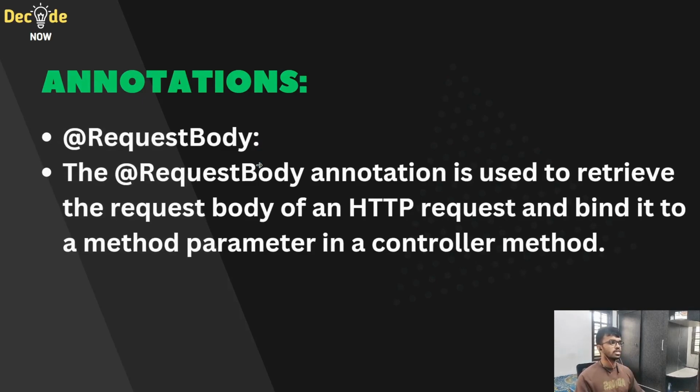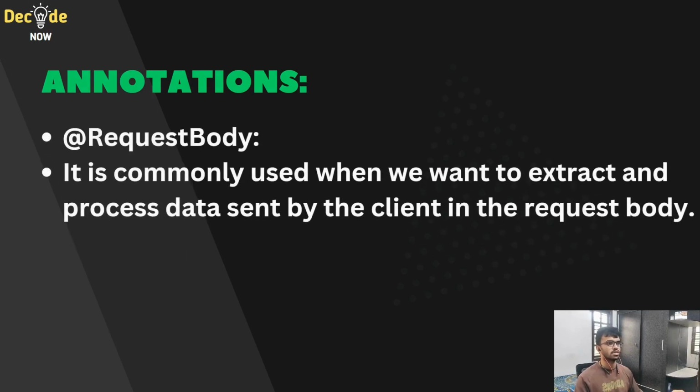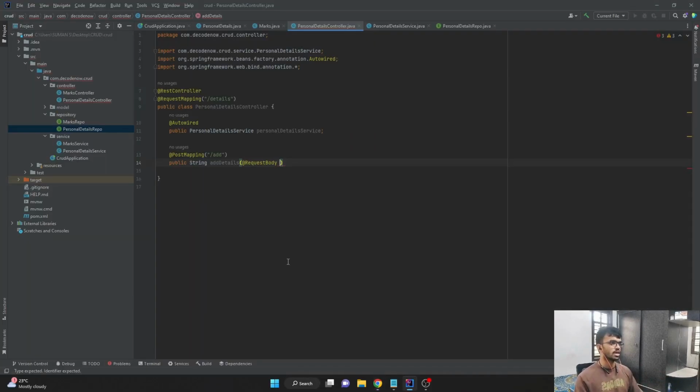So the @RequestBody annotation is used to retrieve the request body of an HTTP request. Whenever a user wants to send some data to be added or submitted in our database, this @RequestBody annotation is used in the controller method. It is commonly used when we want to extract and process data sent by the client in the request body. So the client sends the data that has to be added in the request body, and that data we can get by using this @RequestBody annotation.